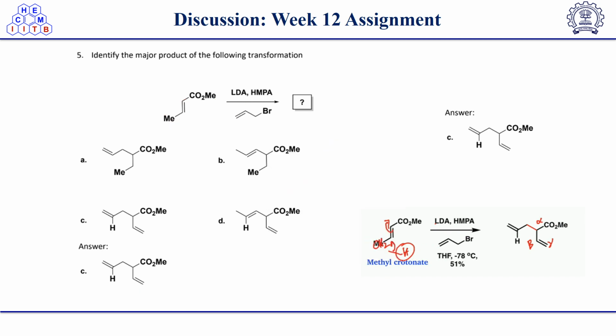So it is given here. This proton is abstracted from this methyl crotonate by LDA. That anion will shift to here. Then this double bond will attack this carbon, and this will be shifted to here, and the bromide will be eliminated to give this alpha, beta, gamma unsaturated carboxylic ester. So that is the fifth question.